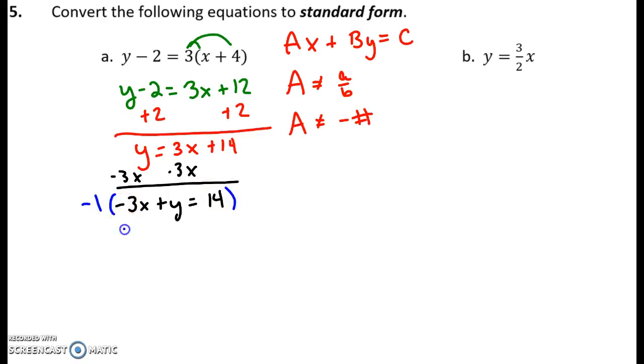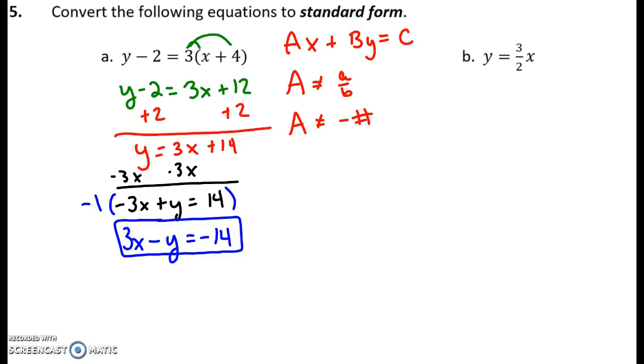Negative times a negative is positive. Negative times a positive is negative. So this becomes negative y. And a negative times a positive becomes negative, so that's negative 14. A is not negative, not a fraction. This is written in correct standard form.